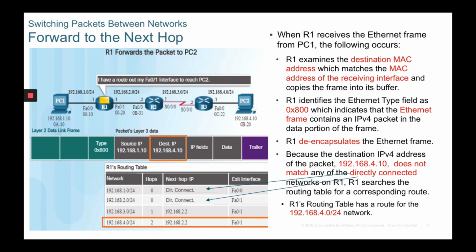When R1 receives the Ethernet frames from PC1, the following occurs. Router R1 examines the destination MAC address, which matches the MAC address of the receiving interface, and copies the frame into its buffer. R1 will identify the Ethernet type field as 0x800, which indicates that the Ethernet frame contains an IPv4 packet in the data portion of the frame. R1 decapsulates the Ethernet frame.